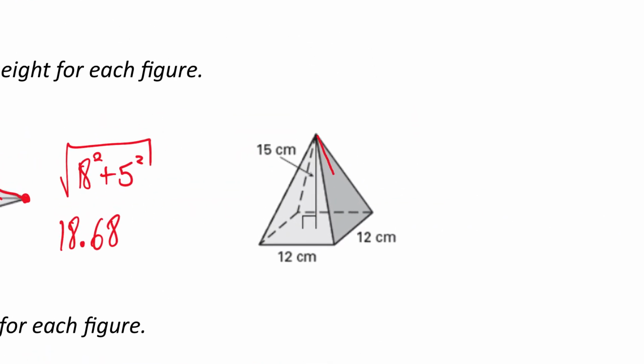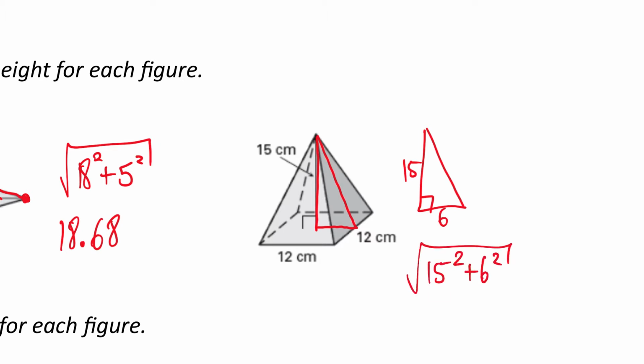On this one, we're looking for the slant height right here. So this side is 15 right here, matches up to this. How long is this side of the triangle going to be? 6, because it's half of 12. 12 goes all the way. This is only half of it. So this is going to be 6. And so we're going to do 15 squared plus 6 squared square rooted. And what does that give you? 16.16.